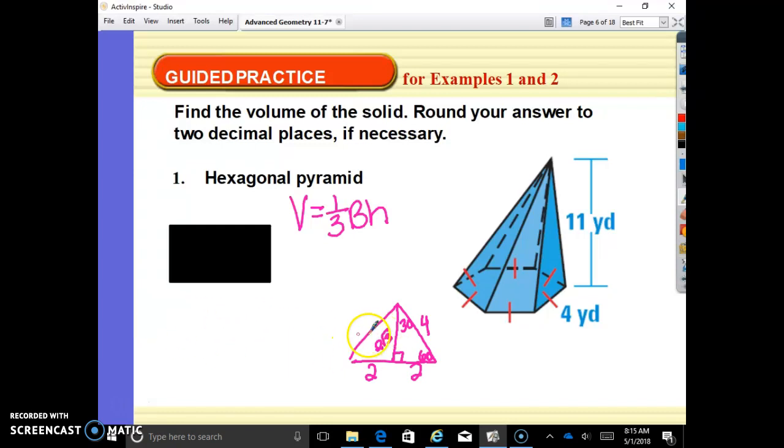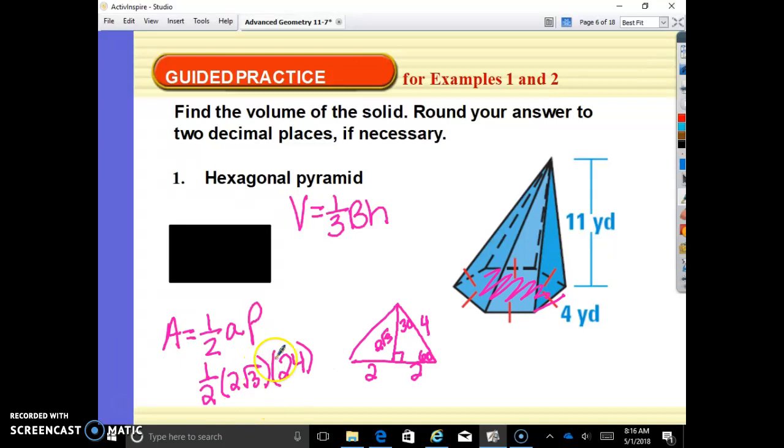So the area of the hexagon is 1/2 AP. 1/2 the apothem, or that height, of 2 rad 3 times the perimeter of the base. Well, 4 times 6 is 24. So this is the area of the hexagonal base. So these 2's cancel out, and we would have 24 rad 3.